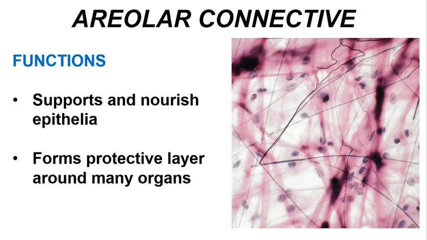And it functions to nourish those because areolar connective tissue contains a lot of small capillaries. And so those small capillaries are brought in close proximity to these epithelial tissues, and nutrients and oxygen can diffuse from those capillaries to the epithelial tissues. And around the other organs that areolar connective tissue is associated with, we see that it forms a protective layer.